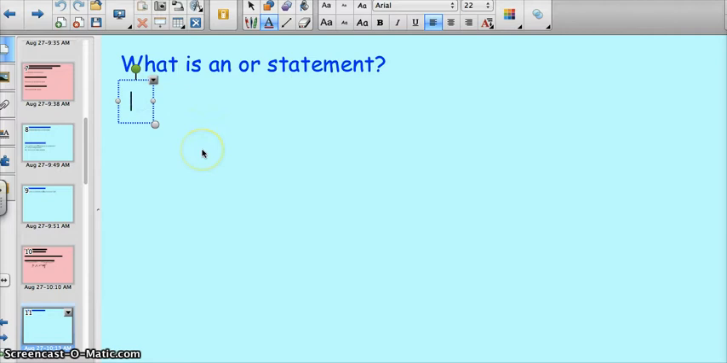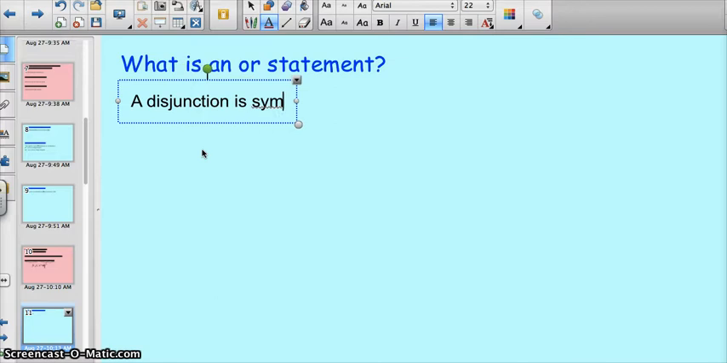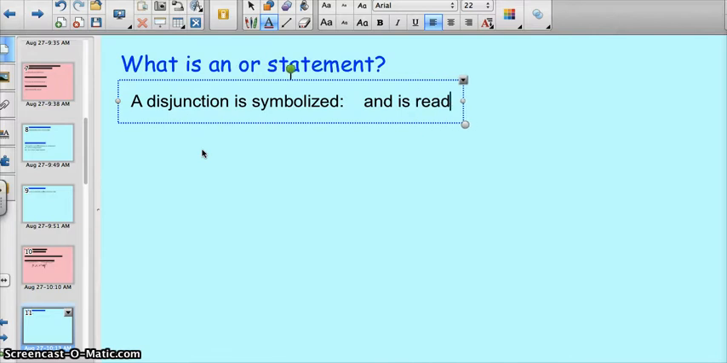Now we're going to talk about an or statement. Well, if an and statement is a conjunction, an or statement is a disjunction. So here we go, a disjunction, D-I-S-J-U-N-C-T-I-O-N, there we go. Disjunction is symbolized, in a second I'll get you that symbol, and is read as or.